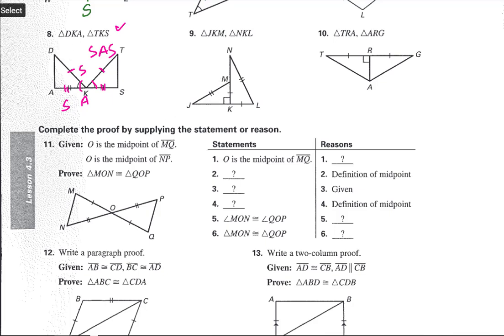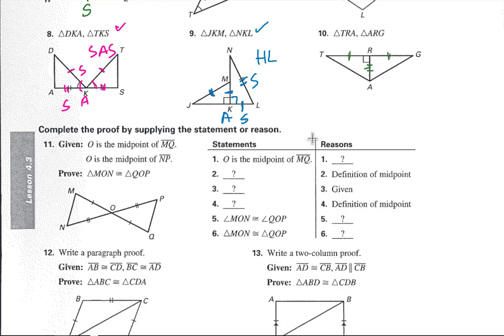Looking at number 9, we got two right triangles, and if we get hypotenuse leg, that would be enough, and that does give us enough for hypotenuse leg. JM and ML are the hypotenuses, and KL and MK are the legs of the two triangles, and they're marked as congruent. So hypotenuse leg, yes.